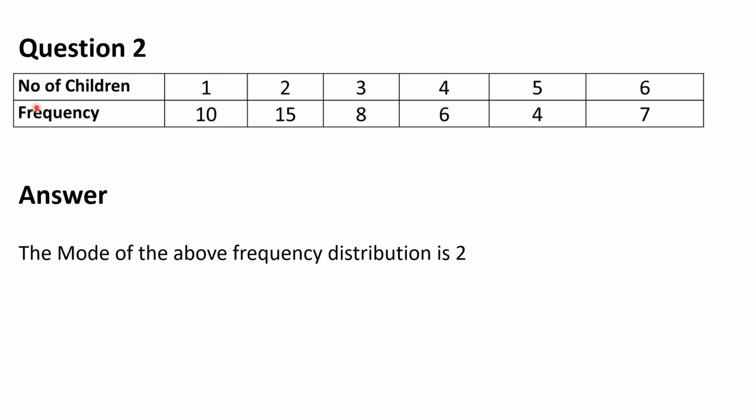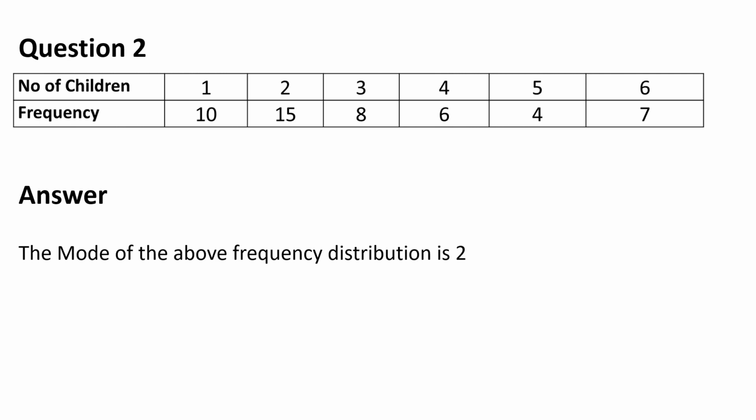Question number 2. What is the mode of this frequency distribution? The mode of the frequency distribution is 2. Why? The reason is that 2 is the number that has the highest frequency. Are you getting it? So any element or observation that has the highest frequency in your frequency distribution is known as the mode of that frequency distribution. You understand? So 2 is the mode of this frequency distribution. Now you can see that it is very easy to determine the mode of a frequency distribution.